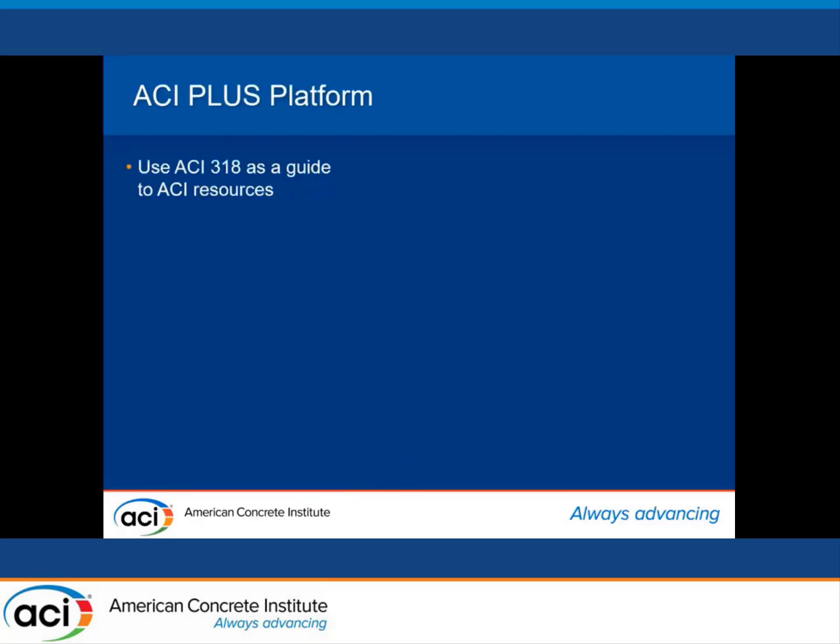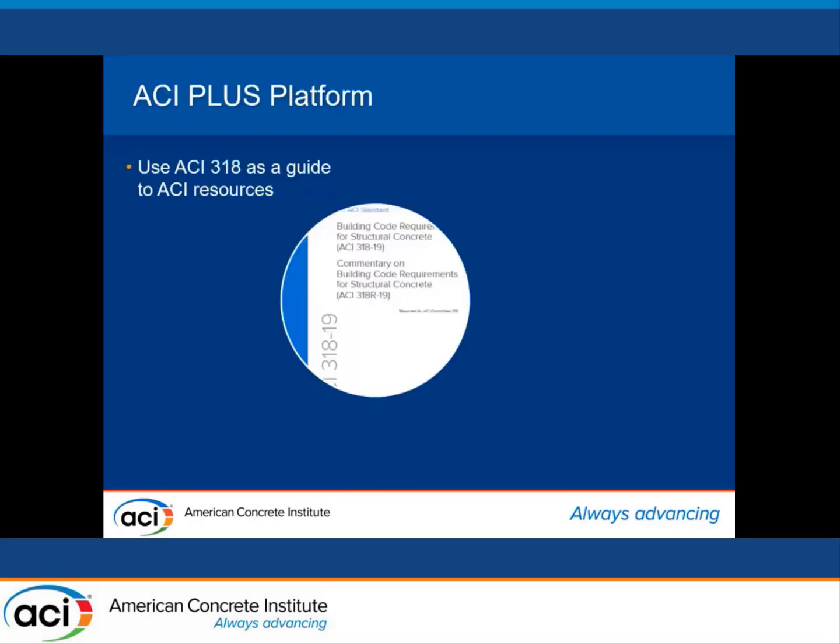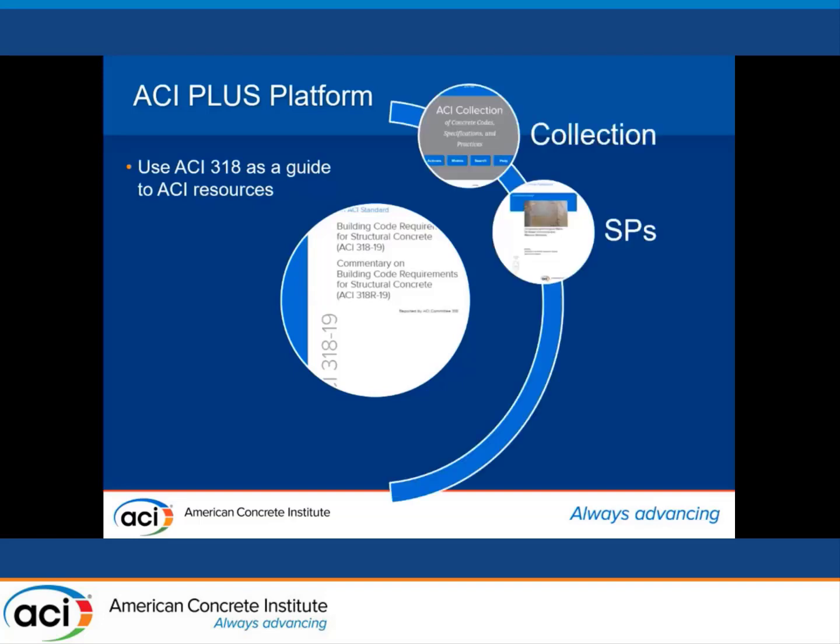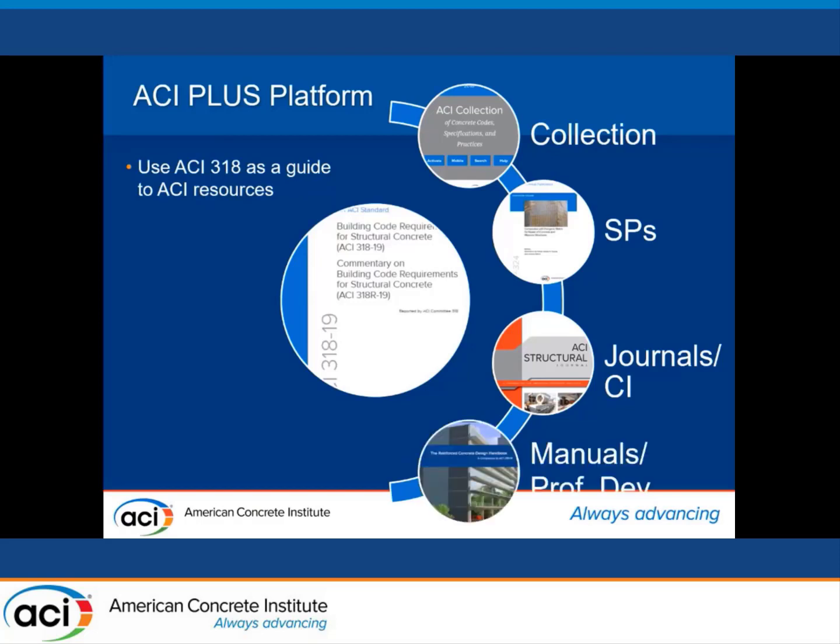So basically the idea we've come up with is this ACI PLUS platform, and 318 is the first document we put into that platform. You can think of it kind of like we're using our most popular product, ACI 318, as a hub to introduce people to all of our other sources of information. So if we have a topic that comes up in one of the provisions in 318, say something about fly ash, well, 318 doesn't explain what fly ash is and how to use it and why it's good and where it's not good, all of that kind of stuff.